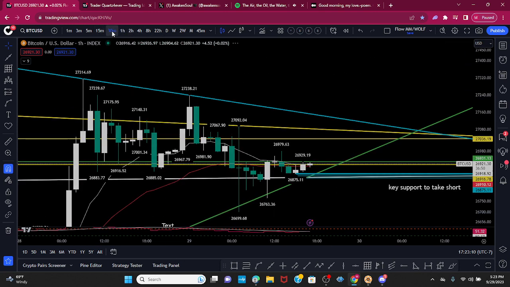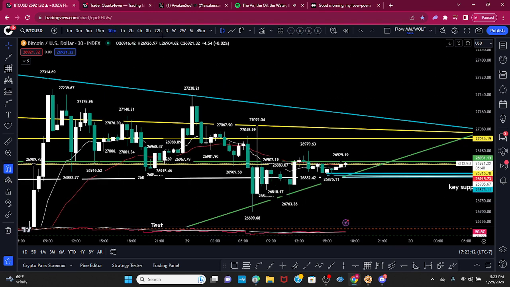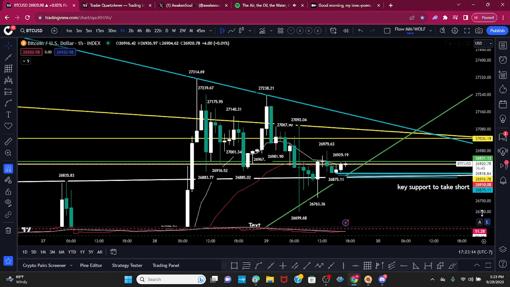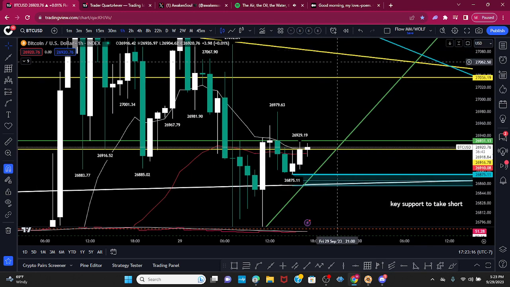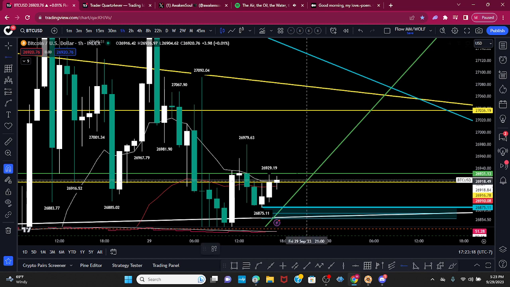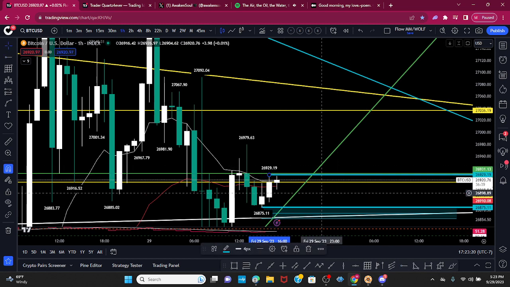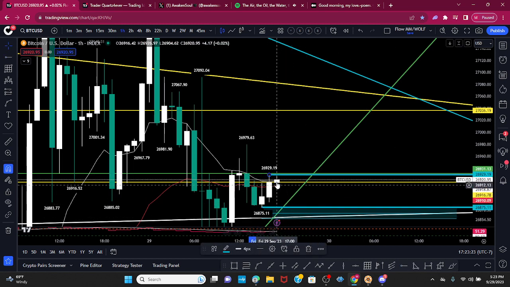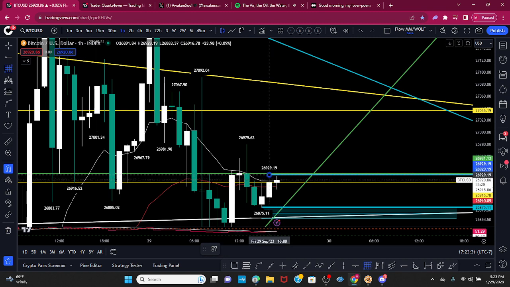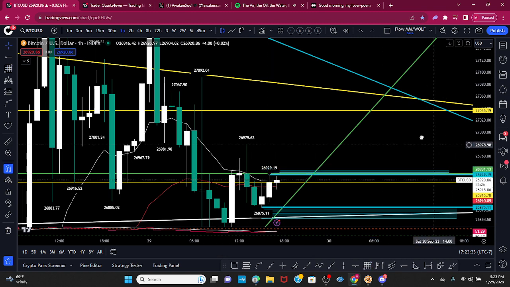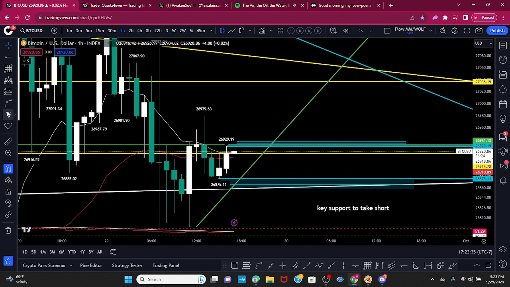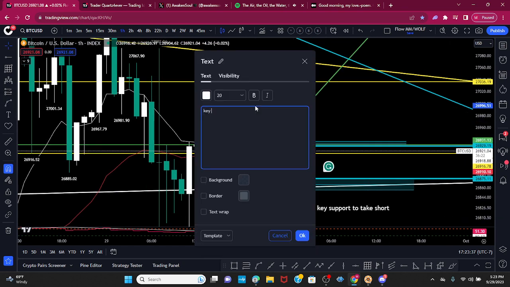All right, about 30 minutes. So on my hourly, we have support. I think this would be my key resistance, to be honest with you, 4 hours, because we discussed that. We discussed if price action moves above the 4 hours and holds here, I think you're good to take a long. Again, do your own TA. Key resistance.